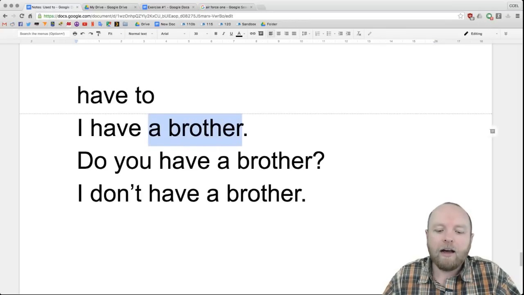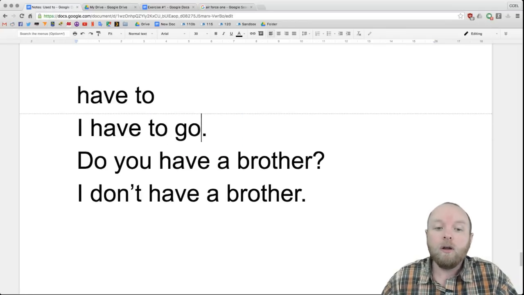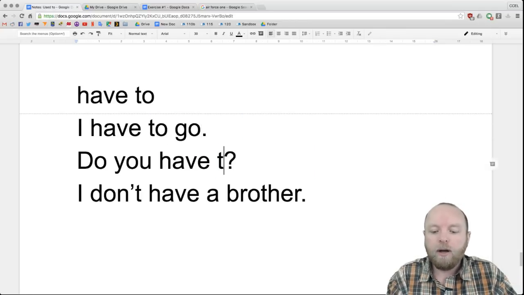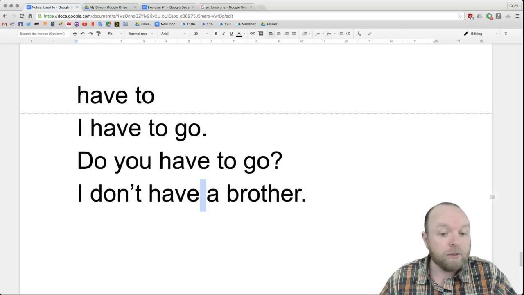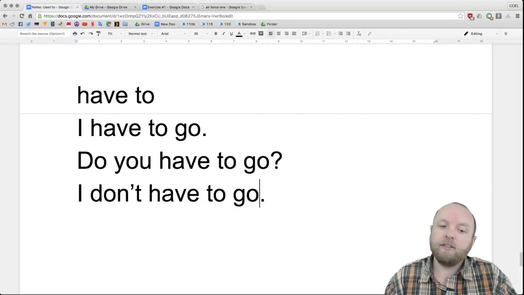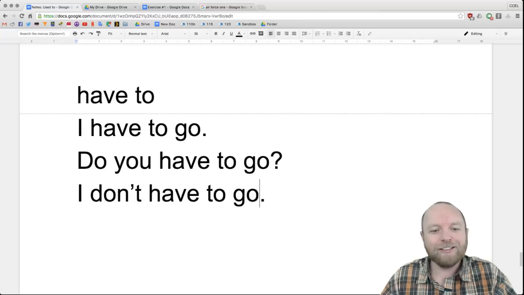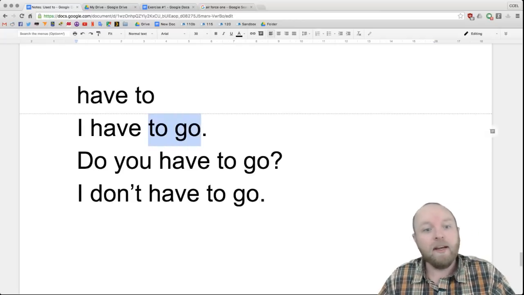Example, I have to go, right? Do you have to go? I don't. I don't have to go. It's the same grammar. Just add to and a base verb.